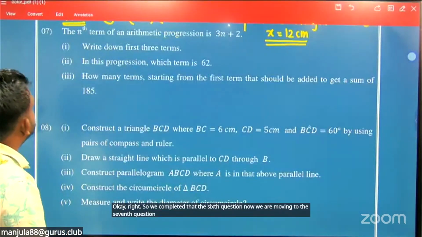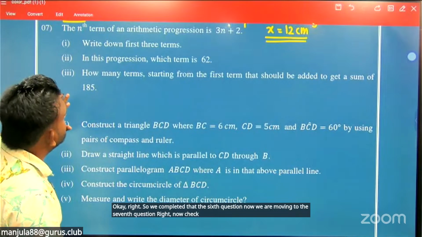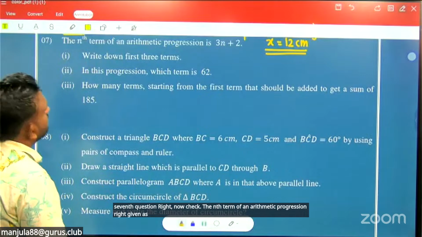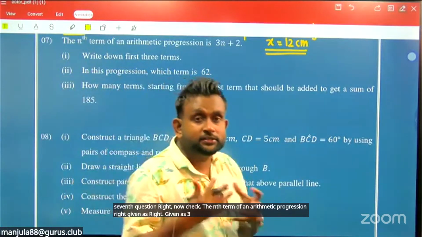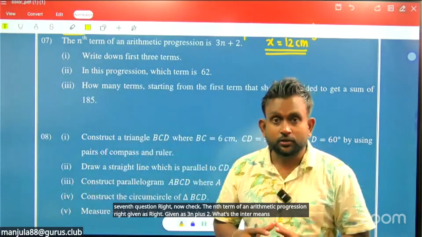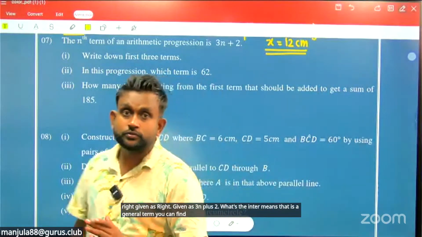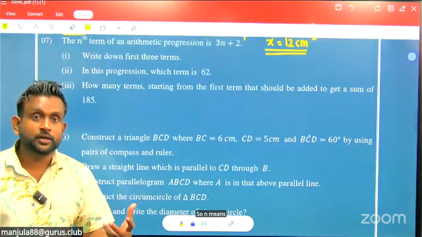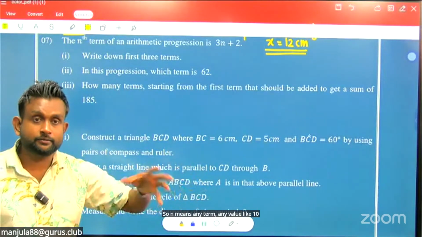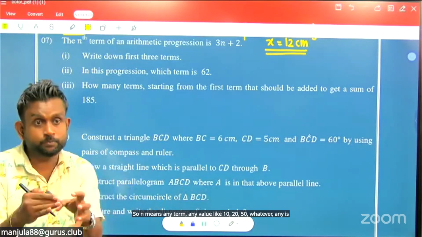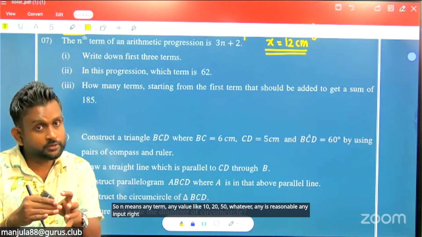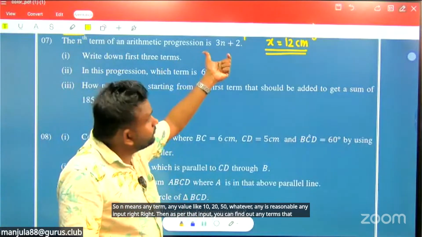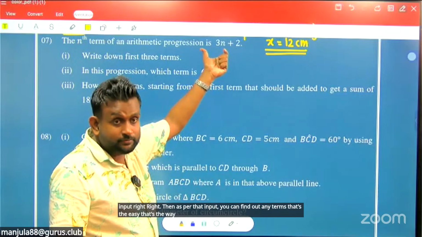Right. Now the nth term of an arithmetic progression is given as 3n plus 2. What does the nth term mean? That is a general term. You can find any term using the general term. So n means any term, any value like 10, 20, 50, whatever, any input. Then as per that input, you can find any term. That's the way of using the general term.